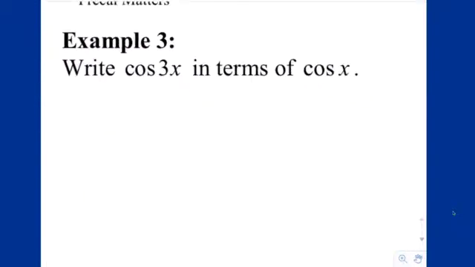All right, let's look at example 3. We want to write cosine of 3 times x in terms of cosine of 1x.